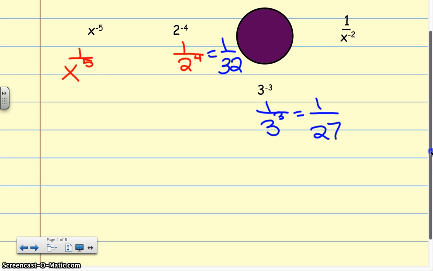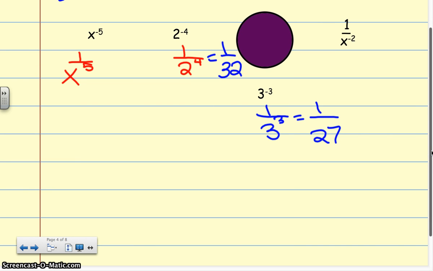1 over x to the negative 2? I want the x to the negative 2. I'm going to reciprocate it. It's just going to go right on top. And we get x squared. Okay?